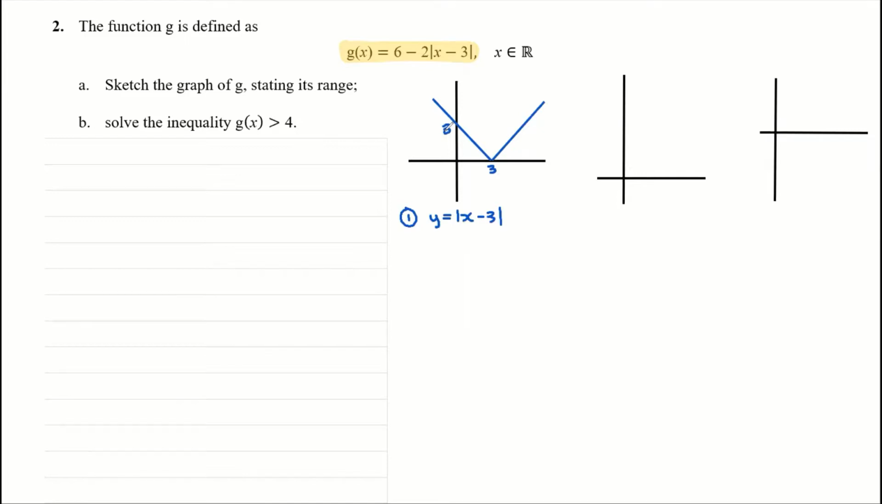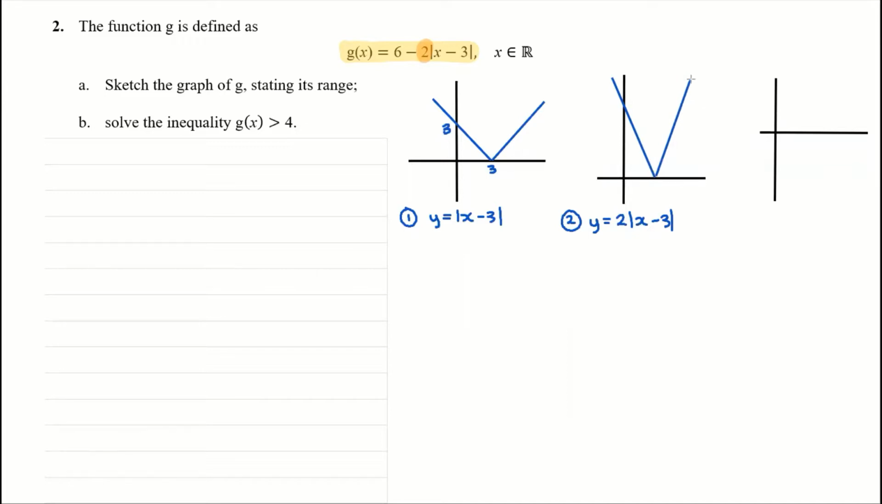The next thing I'm going to do is multiply all the y values by 2. And that's because I'm going to deal with this part of the transformation, the 2. I'm going to deal with the negative part separately. So if we consider next the doubling of the y values, so in other words, y is equal to twice the modulus of x subtract 3, we simply have to double all the y values, and this is a vertical stretch. So just to give a sense of scale, I'm just going to sort of draw it like this. So the gradient becomes steeper on both sides.